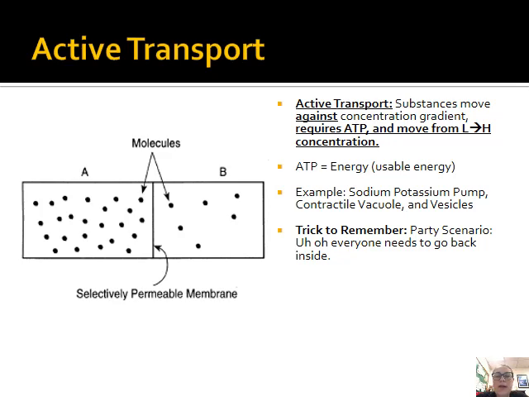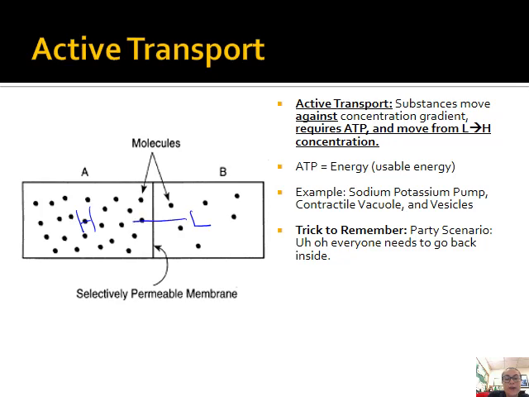If we go back to the party scenario, if it gets a little rowdy outside and there's a noise complaint, you might have to force the people to go back inside. This is going to require a lot of energy because we're now going to be pushing molecules into an area where there's less space. This is active transport.